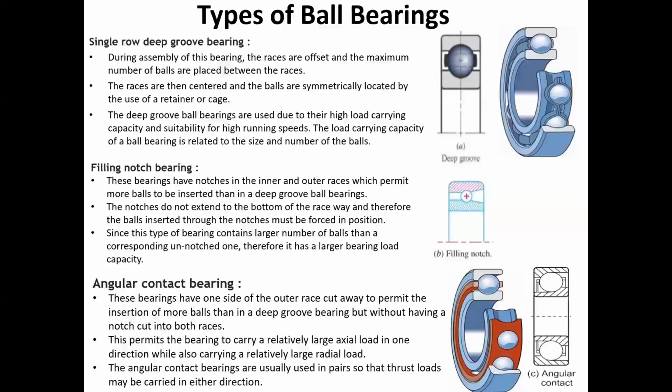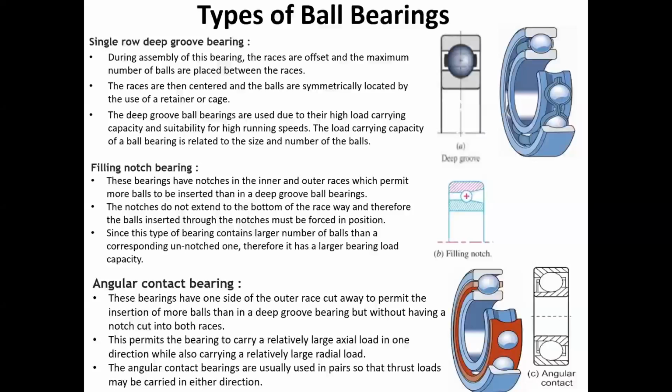Okay, angular contact bearings are usually used in pair. Sometimes we may use both races with extended shoulder, or we use a pair of thrust angular contact bearings, so that the axial load in either direction can be sustained by the bearing.